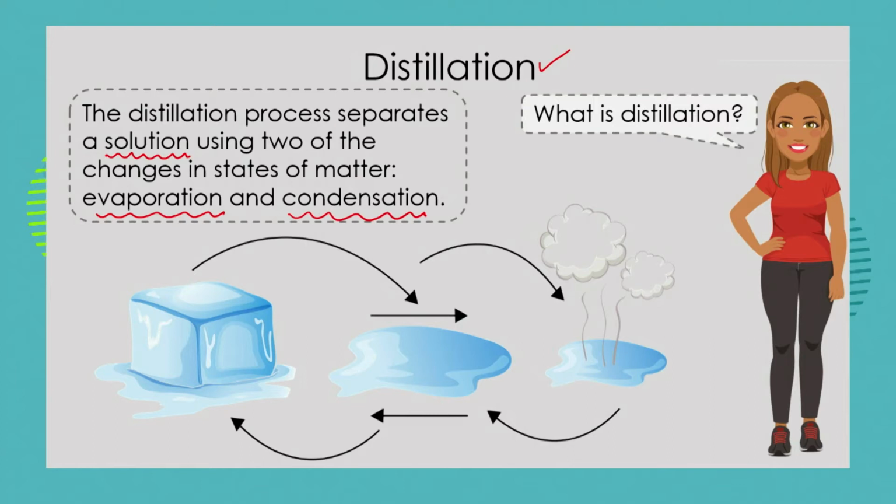But what happens if our mixture is made up of two liquids? We've got a bit of a problem. We can't evaporate the one liquid and leave the other liquid behind, or can we? Yes, we can, and this is the process of distillation.